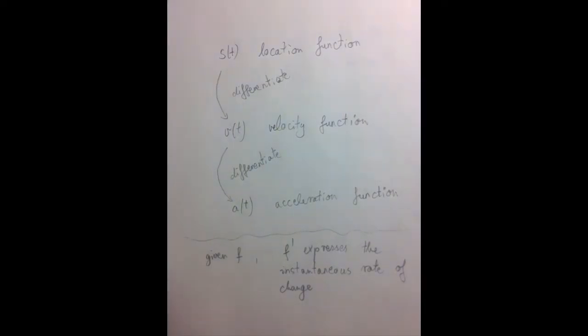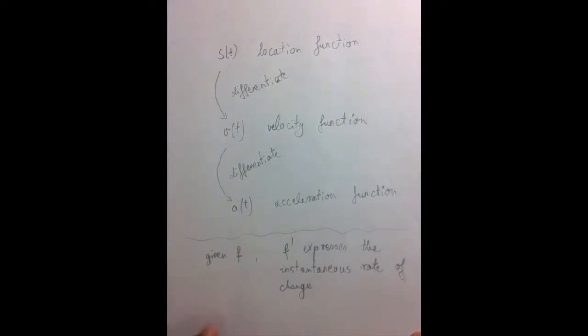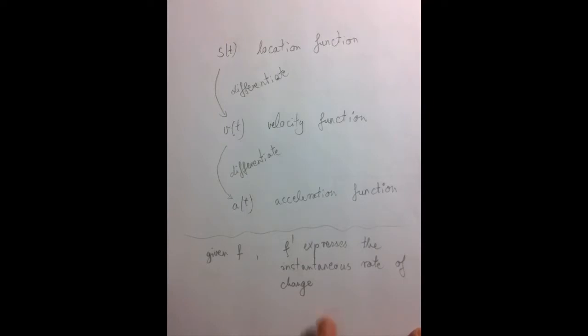All right, so let's get started with the fact that, in general, given a function f, f prime expresses the instantaneous rate of change of the function. Basically, at that point, how fast is the function value changing?